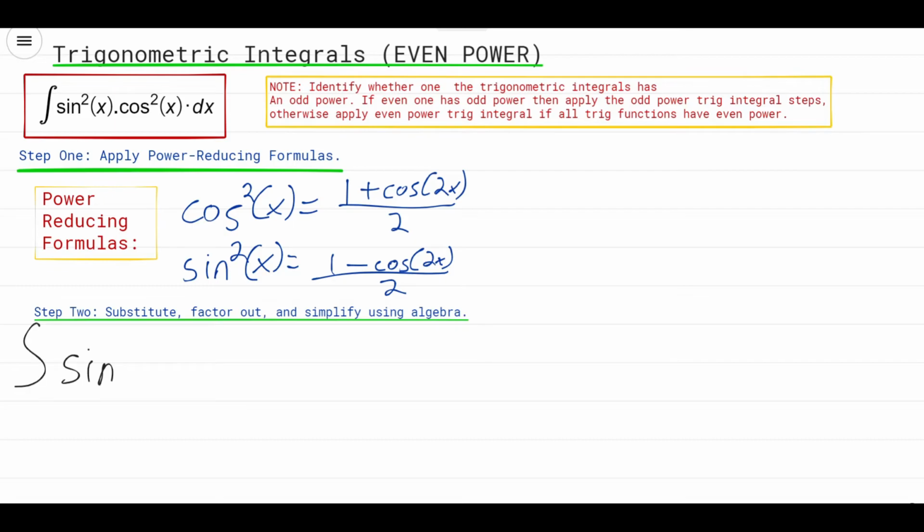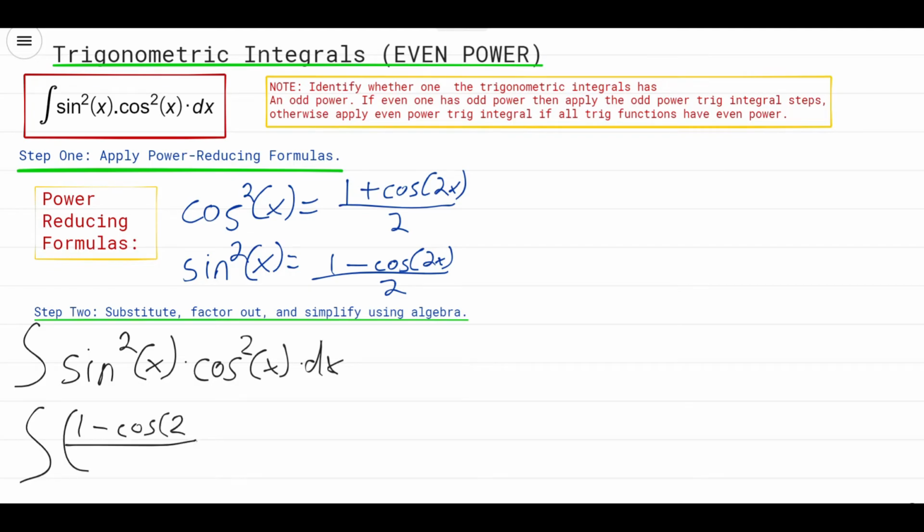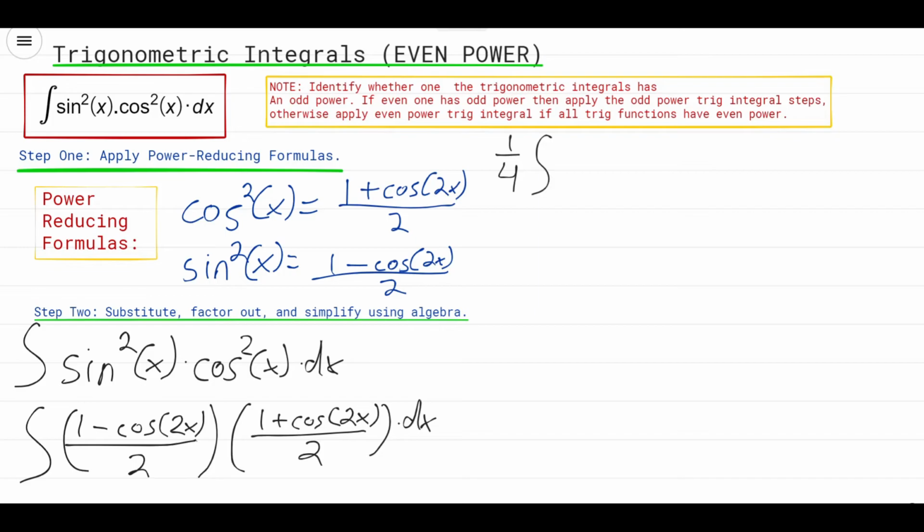So we know sine squared x times cosine squared x times dx. We're going to substitute for sine squared x, (1 minus cosine 2x) over 2, and for cosine squared x, it's (1 plus cosine 2x) over 2, times dx. And now I'm going to factor out the 1 over 4, because I can factor out 1/2 out of each term, then I multiply 1/2 times 1/2, and it's equal to 1/4. And I'm left with (1 minus cosine 2x)(1 plus cosine of 2x) times dx.